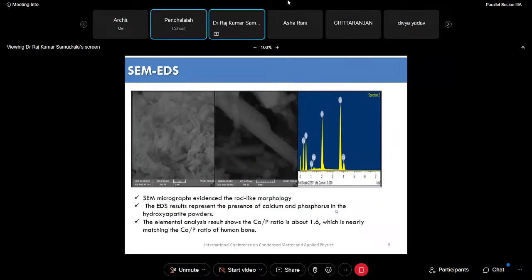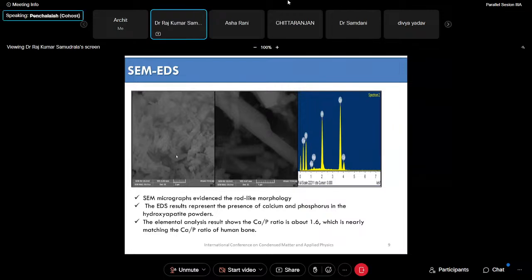These are the SEM micrographs. From this, the morphology of these powders is rock-like, and the elemental analysis supports the presence of calcium and phosphorus in the hydroxyapatite powders. The calcium to phosphate ratio is about 1.6, which is nearly equal to the calcium to phosphate ratio of human bone. From this also we can confirm that the prepared material is hydroxyapatite.